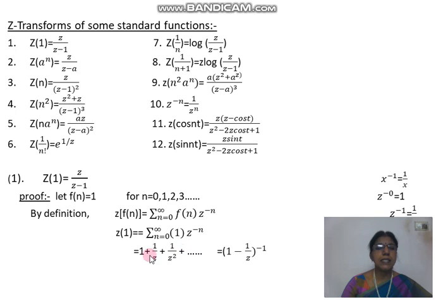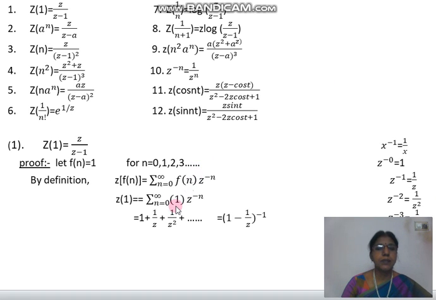Now it can be written as: substitute n is equal to 0 for the first term. In a series expansion, sigma is the sum. So put n is equal to 0, what you get? 1 into z power minus n. In place of n you put 0, z power minus 0, that means z power 0, which is 1. Next plus n is equal to 1, z power minus 1, which is 1 by z. Next put n is equal to 2, this is z power minus 2, which is 1 by z square, and so on and so on.